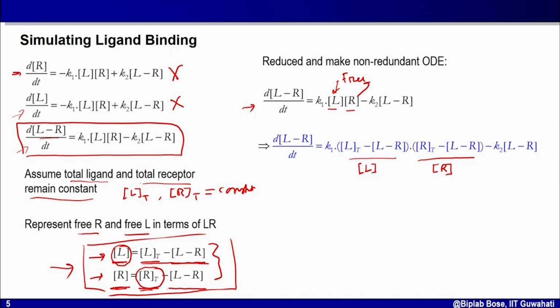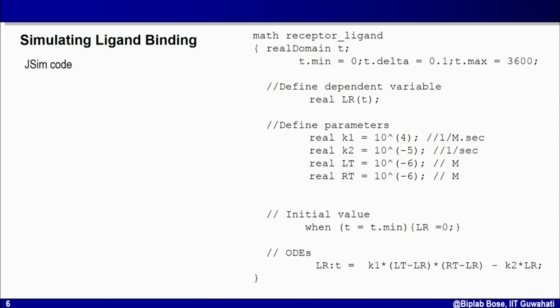So what I have done, I have started with 3 ODEs. I have assumed a conservation of both receptor and ligand. That helped me to reduce the number of ODEs from 3 to 1, which is a non-redundant ODE. So now I want to simulate it, and I will discuss now the code of simulating this in JSim. I will advise you to try this in JSim yourself, and you can follow the code exactly here. So the code is given here.